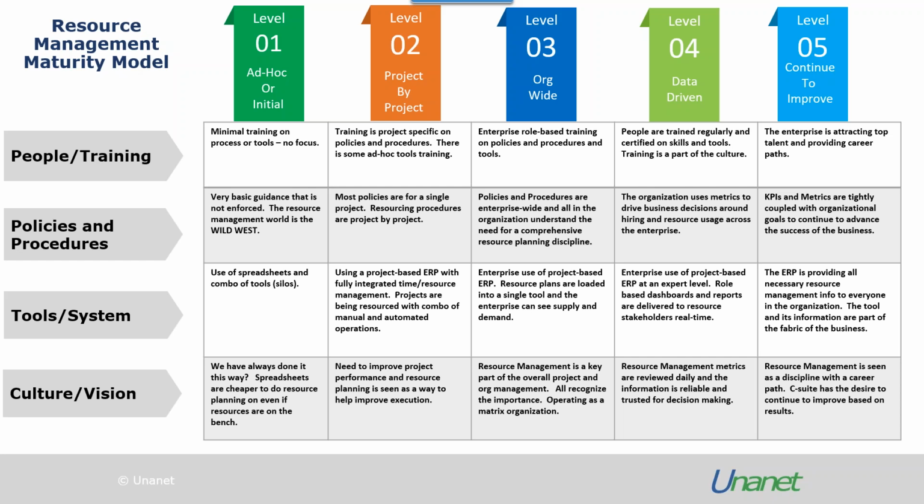Level 4 is where you're completely data-driven. Your organization is driving data to make overall decisions. You've got KPIs and metrics that are available to all the different stakeholders, making hiring and resource usage decisions on a regular basis. Okay, and then level 5 is the continuous loop of improvement, and this is where you're really attracting that top talent, you're providing career paths, everything is really firing on all 4 cylinders.